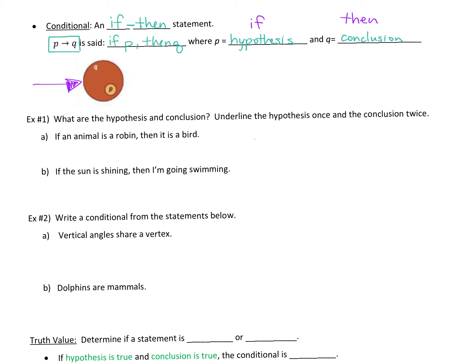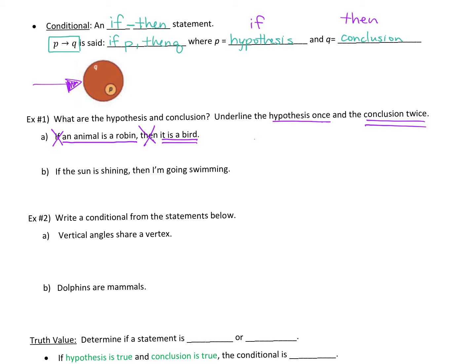Okay, example 1. It says, what are the hypothesis and the conclusion? Underline the hypothesis once, the conclusion twice. Now here's the deal. If and then are not part of either of them, okay? Because if and then stay put, and sometimes we move the other parts. So I need to know what comes after the if is the hypothesis. So this would be an animal is a robin is your hypothesis. And it is a bird is the conclusion. Do not underline the if. Do not underline the then. They are not part of the hypothesis and conclusion.